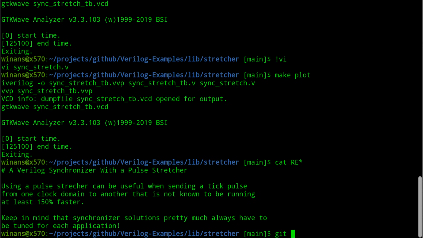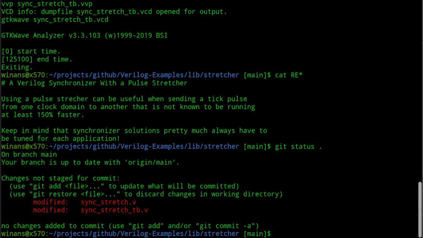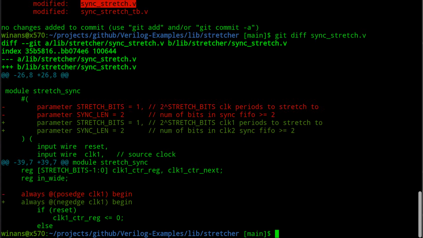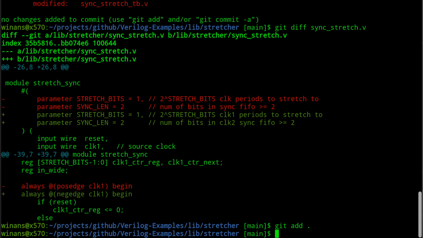I'm going to commit this to share what I got here. What did I do? I changed the test bench here to change the clock speed. And I changed the edge in this file from positive to negative. What else did I do? I also fixed some docs while I was in the neighborhood. All right. So let me go ahead and add this, commit it, push it out.